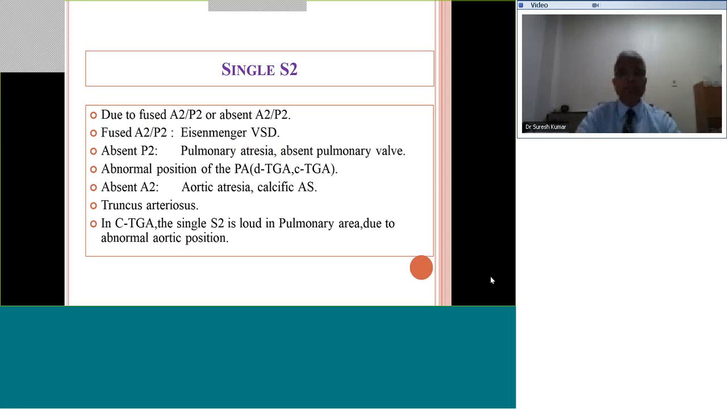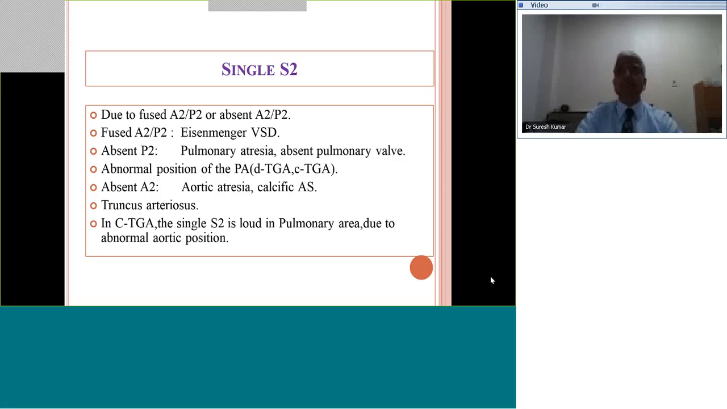Absent P2 would occur in pulmonary atresia, absent pulmonary valve, or if you have an abnormal position of the pulmonary artery as in transposition, either complete transposition or corrected transposition. The abnormal position of the pulmonary valve and the pulmonary artery makes the P2 inaudible to us. Absent A2, aortic atresia or calcific aortic stenosis. Truncus arteriosus, you have a distinct situation where there is only one valve to begin with.